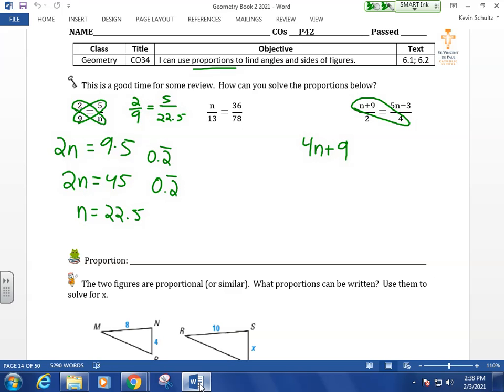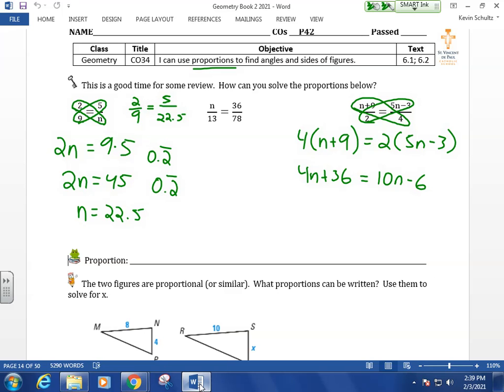You need to have parentheses. Around what? n plus 9. Right. You are multiplying the numerator, the whole thing, n plus 9 by 4. So you need to have parentheses around your n plus 9. Your other product here, 2 and 5n minus 3, same thing. You need parentheses around that 5n minus 3 because it's the whole thing. And whenever you've got parentheses in an equation, what property do we need to use? Distributive. So we get 4n plus 36 equals 10n minus 6.